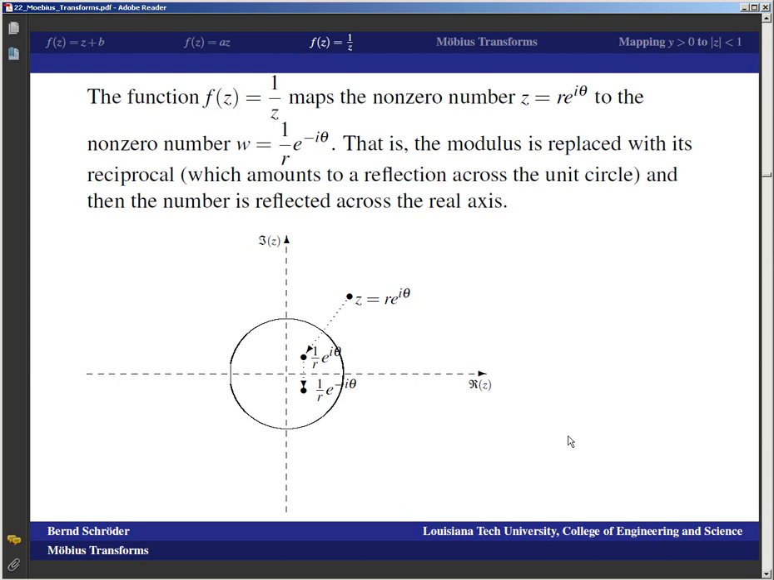Okay, so again, even though this is one function and we ultimately want to think of it as one function, we again visualize it in stages.